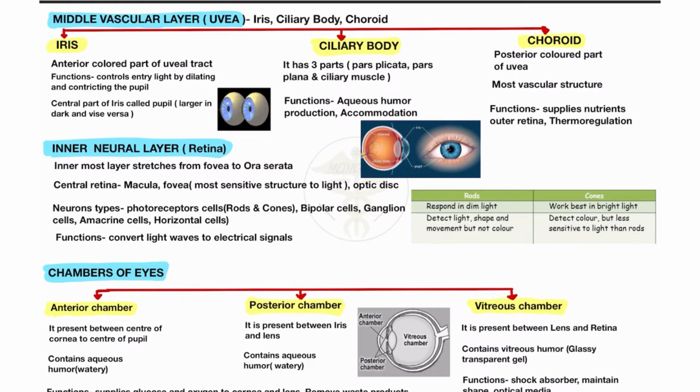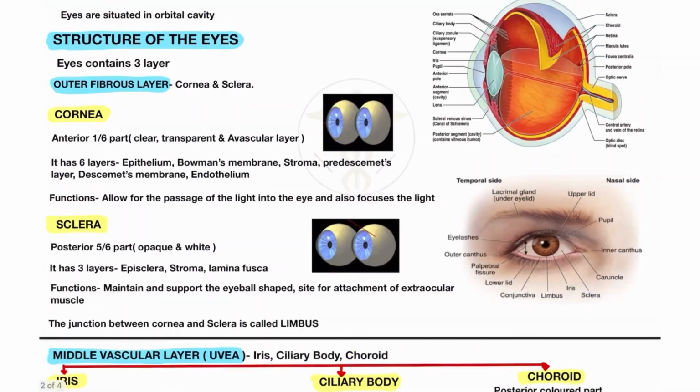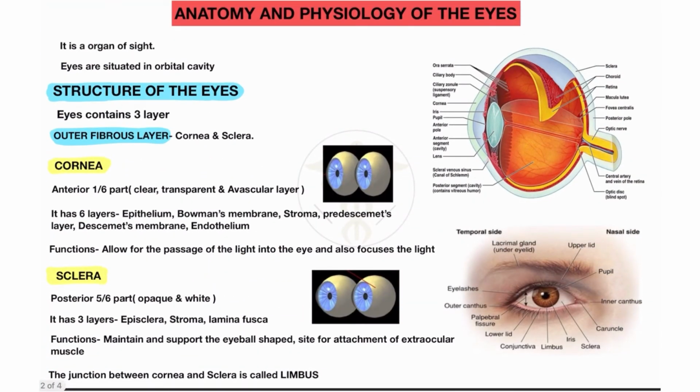Second is the ciliary body. The ciliary body also has three parts: pars plicata, pars plana and ciliary muscles. In the previous photo I showed the ciliary body, and it has different parts. Here you will see this is the iris of the eye, the center of this is called pupil, and this is called the ciliary body. The ciliary body has three parts: pars plicata and pars plana.